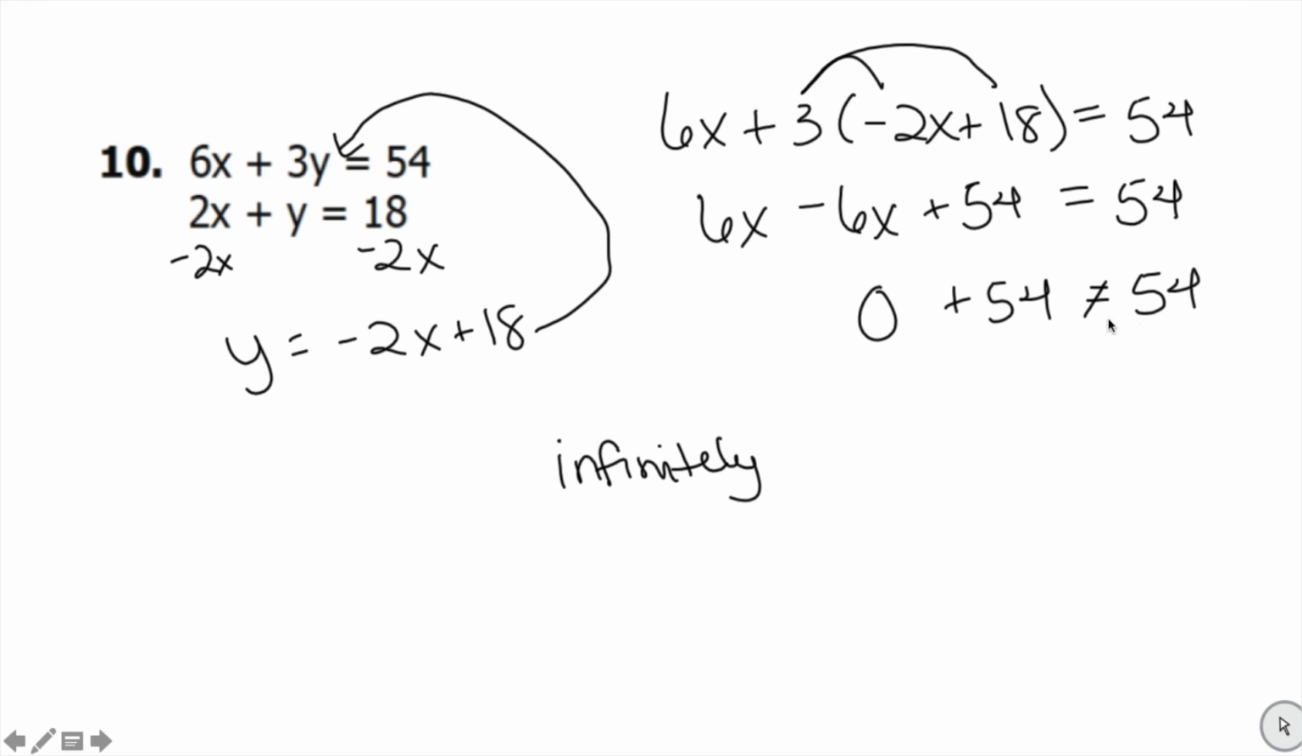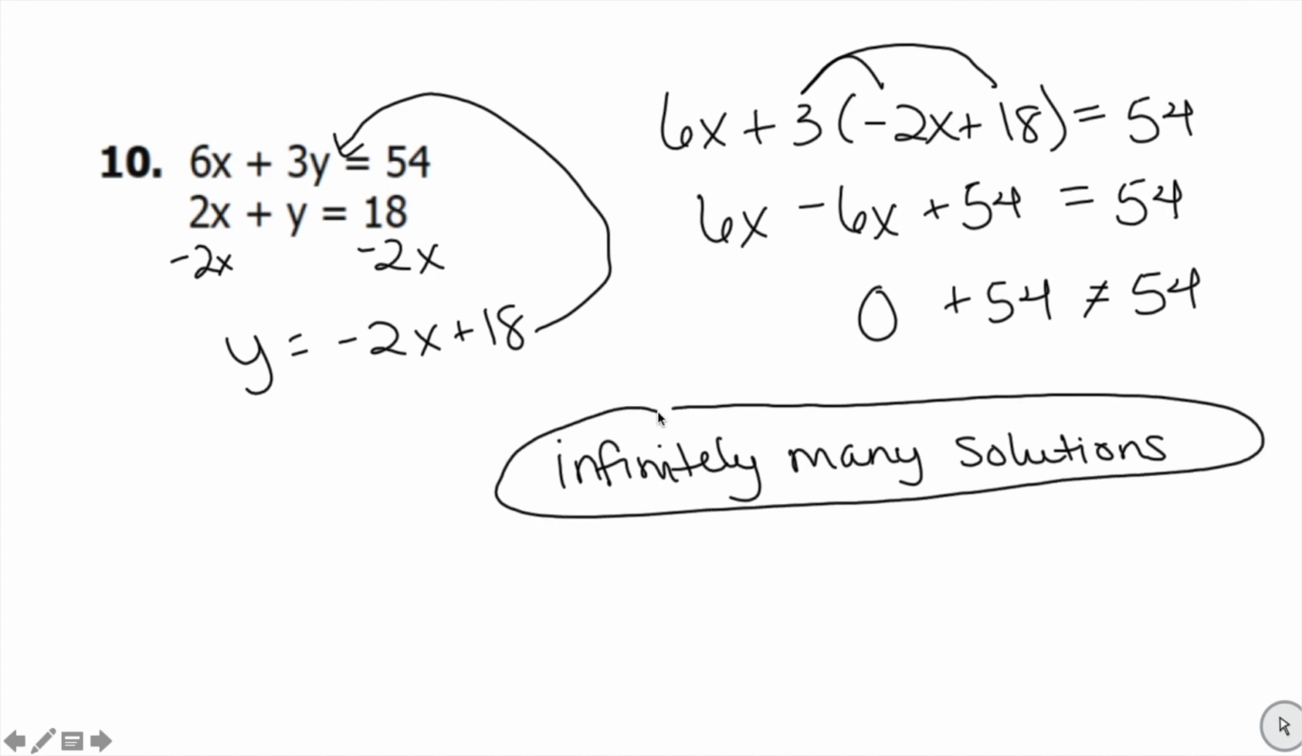So whenever you get it where it equals each other, that means every single number will be a solution. So infinitely many solutions will be your answer. So as long as it's true where these equal each other, it's true. It's equals, because 54 does equal 54, then it is infinitely many solutions.